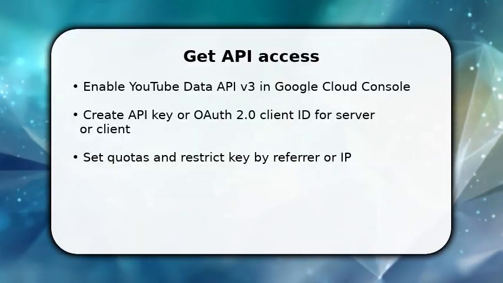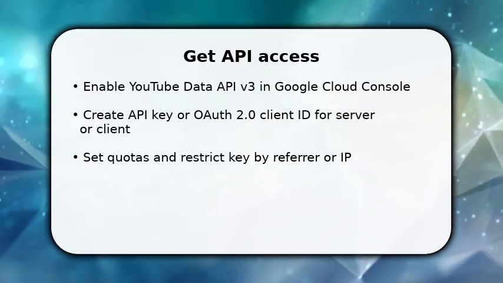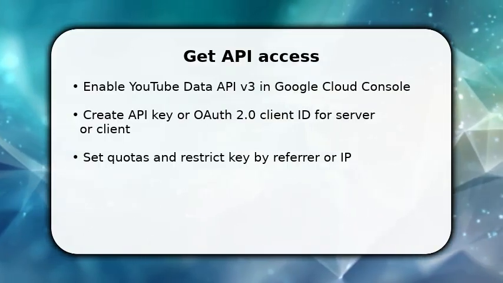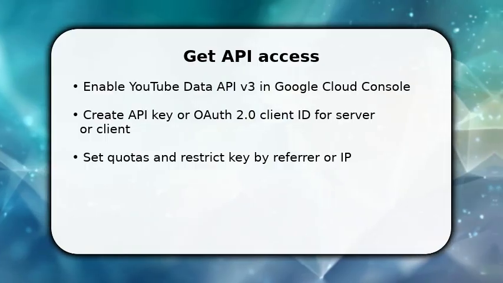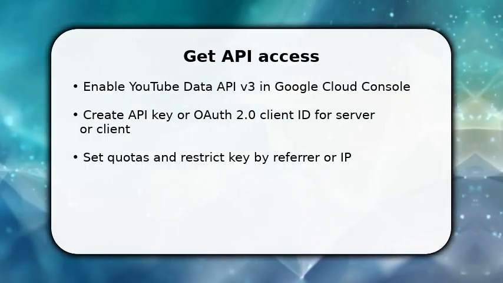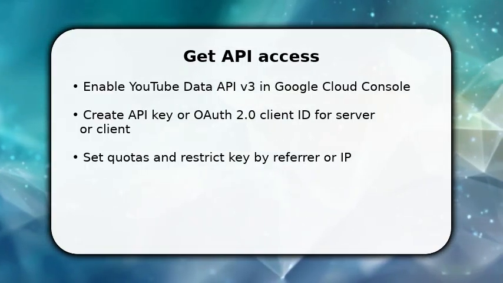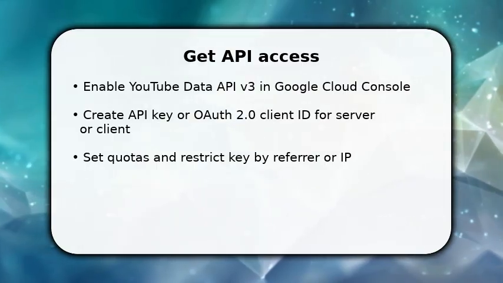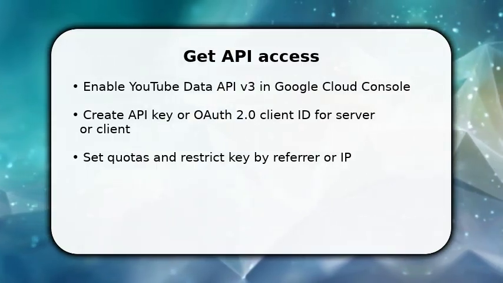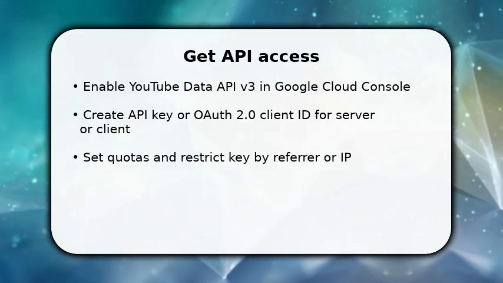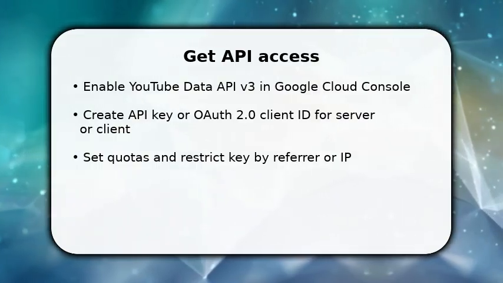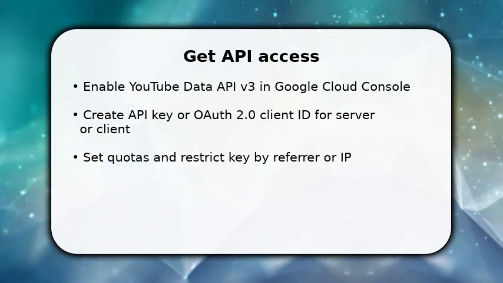You start by enabling the YouTube Data API v3 in Google Cloud Console and creating credentials. This gives you authorized access to live data. Once done, choose API key for simple reads or OAuth 2.0 for account-specific requests. Make sure to set quota limits and apply referrer or IP restrictions to protect the key.